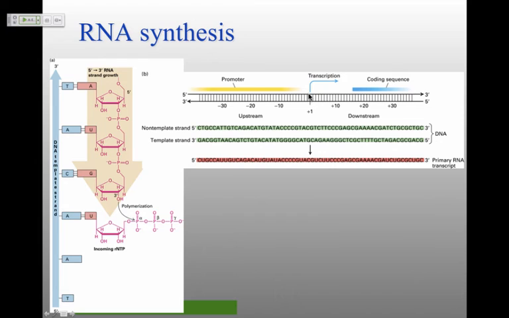Since they can start pretty much anywhere, you have to tell them where to start. And that's the promoter sequence, which is where your RNA polymerase binds. And then the coding sequence, which is what gives you your amino acid sequence for your protein, which is then downstream of the transcription start site.